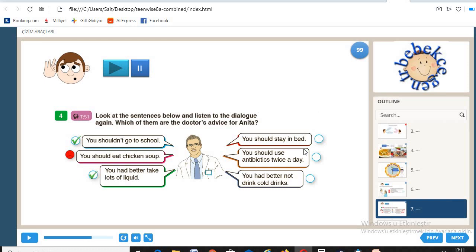Of course. You should stay in bed. Should. Look, it's advice. Did the doctor give this advice? Yes. You should use antibiotic twice a day. As you remember, the doctor didn't prescribe any antibiotics. So, of course, the doctor didn't say it. You had better not. Look, had better. The negative one is had better not. So, you had better not drink cold drinks. Did the doctor give this advice?